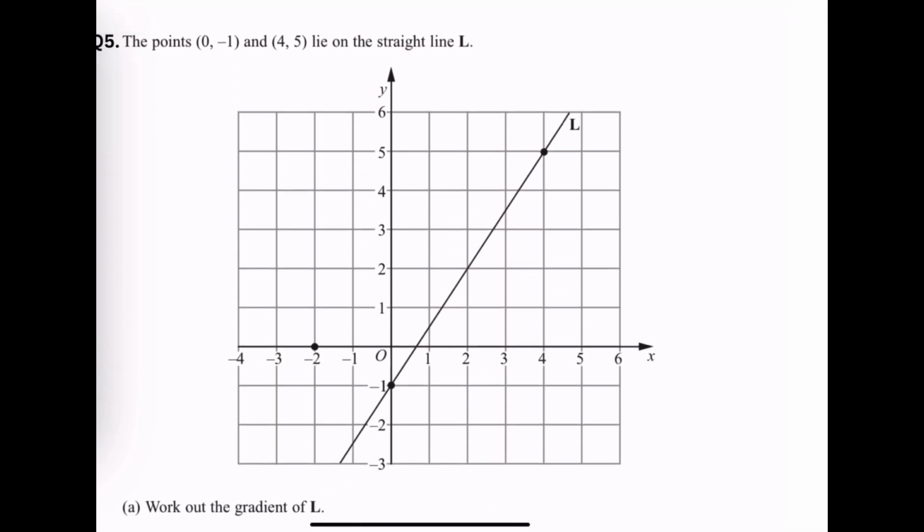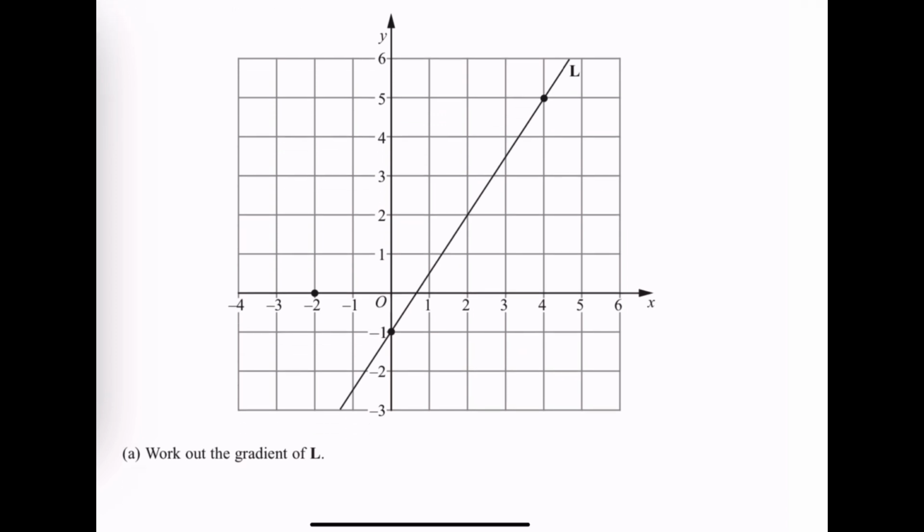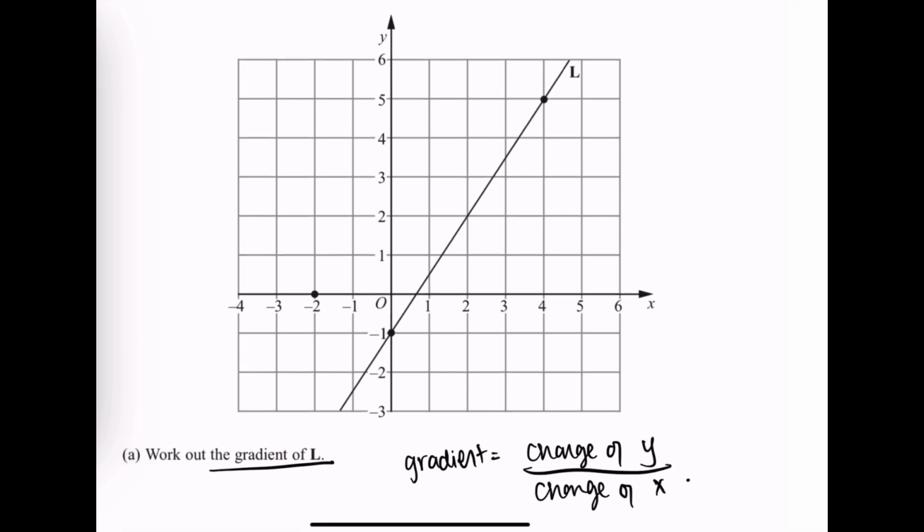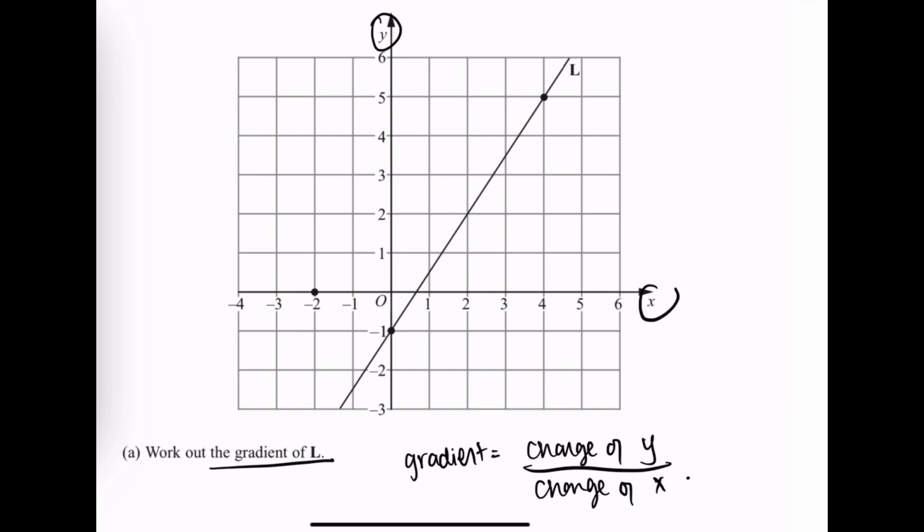Question 5. The points (0, -1) and (4, 5) lie on a straight line L. Work out the gradient of L. So gradient always is the change of y over the change of x. Now that's something that you just remember, where y is this way and x is over here.